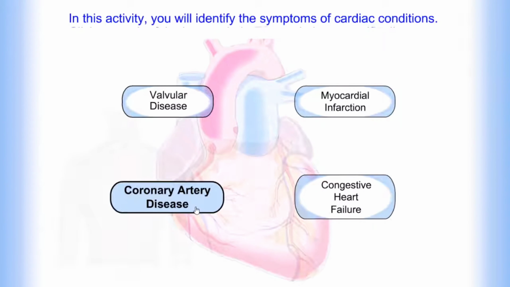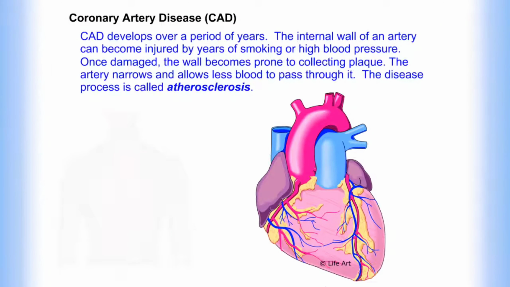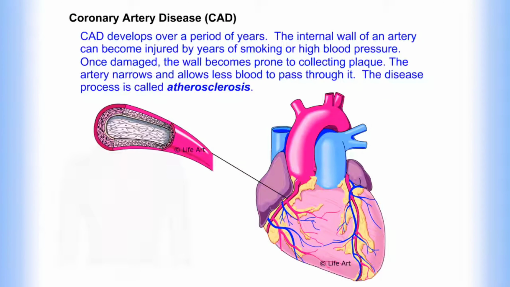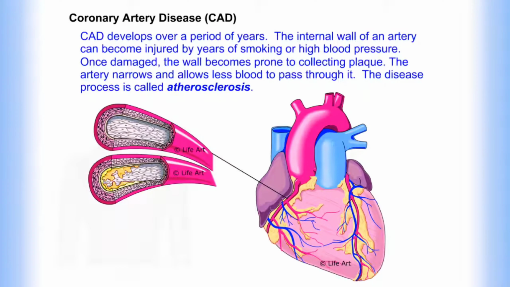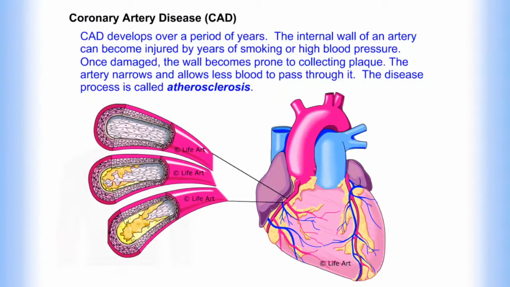Coronary artery disease. CAD develops over a period of years. The internal wall of an artery can become injured by years of smoking or high blood pressure. Once damaged, the wall becomes prone to collecting plaque. The artery narrows and allows less blood to pass through it. The disease process is called atherosclerosis.